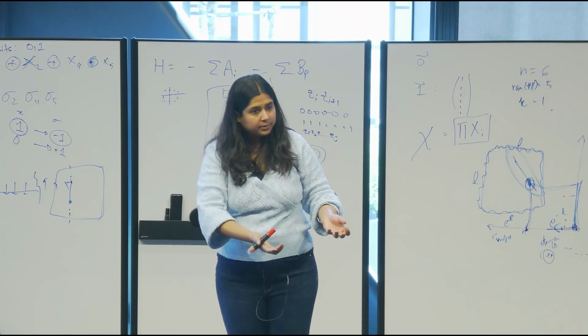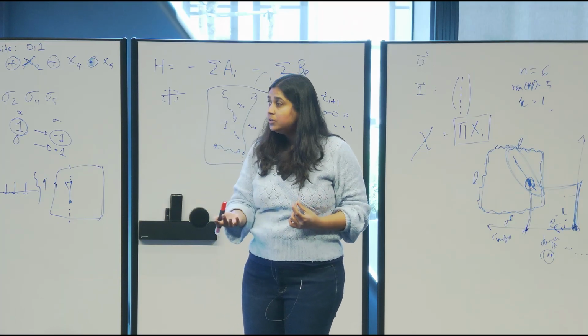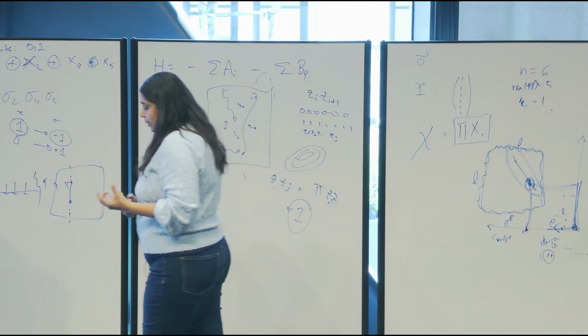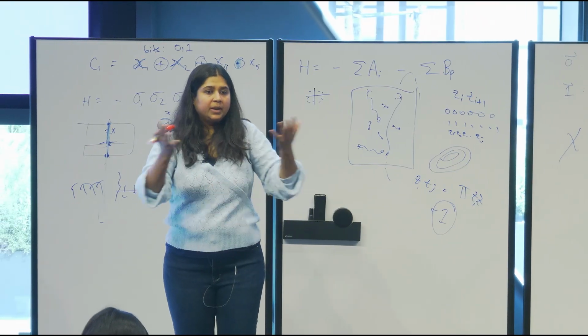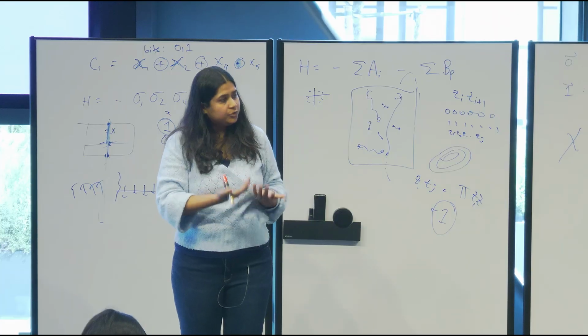This is what electromagnetism does. Anytime you study gauge theories, you say that you have some local freedom of choice in the description of your system. That's your local gauge freedom.